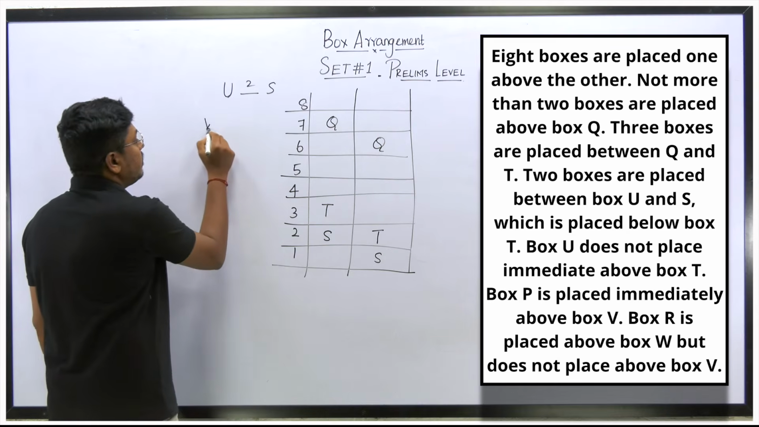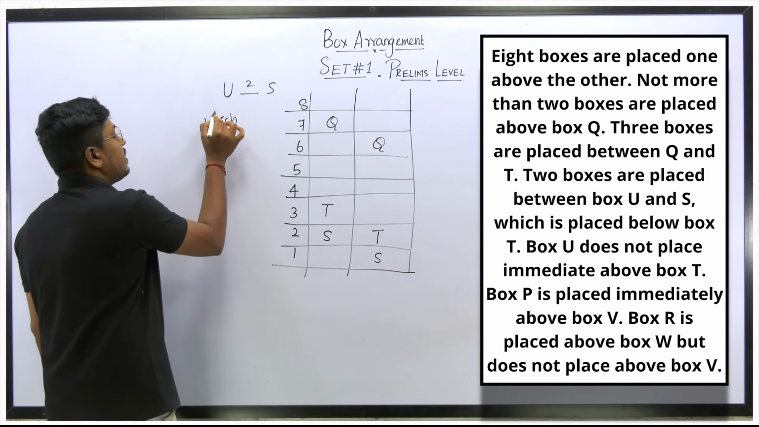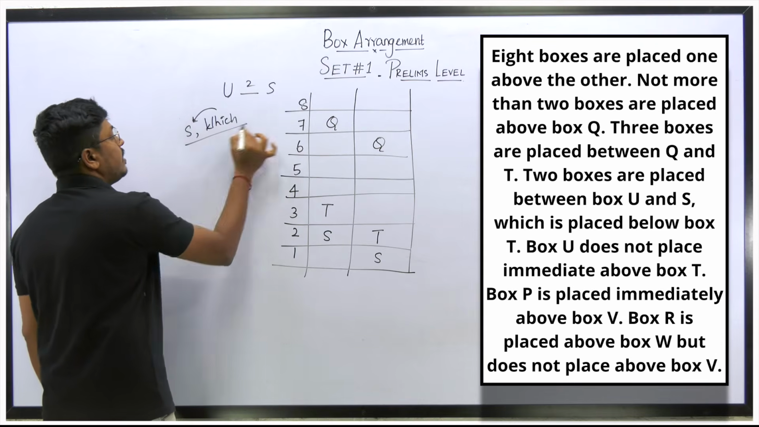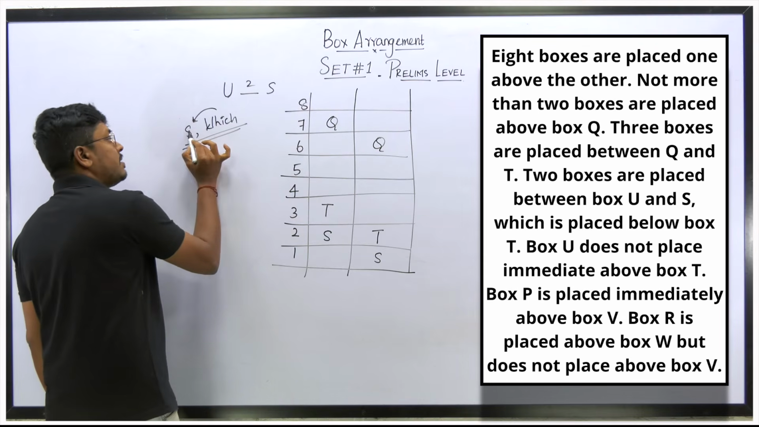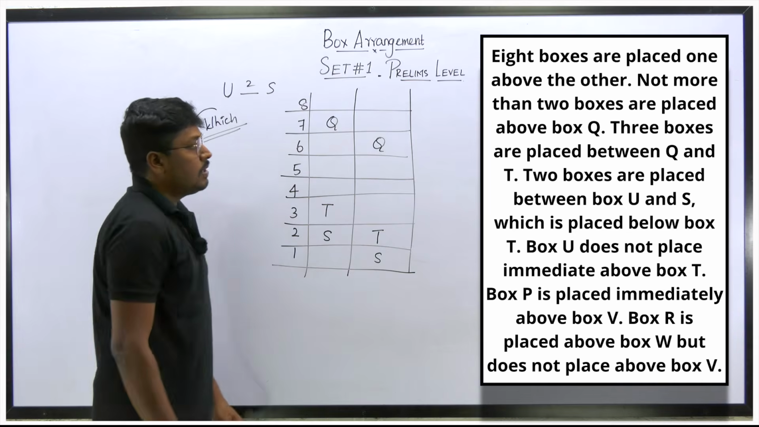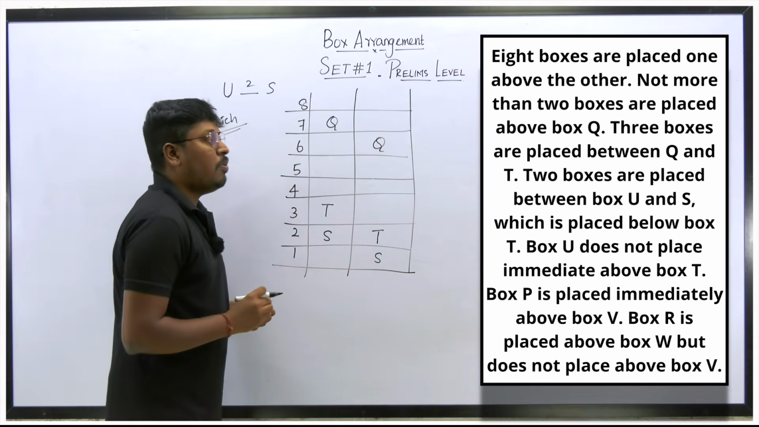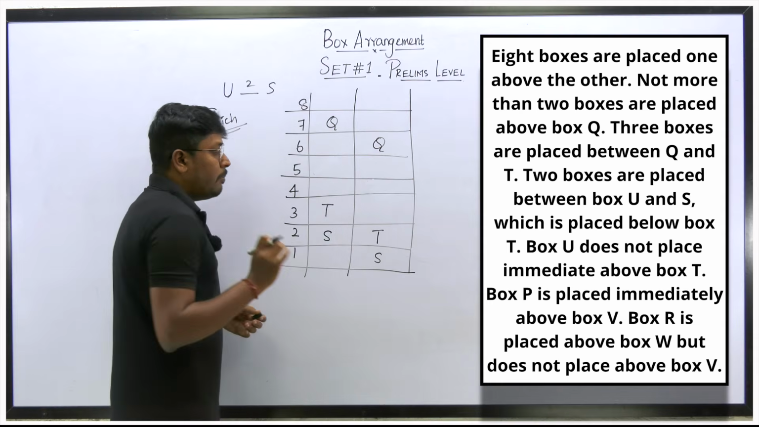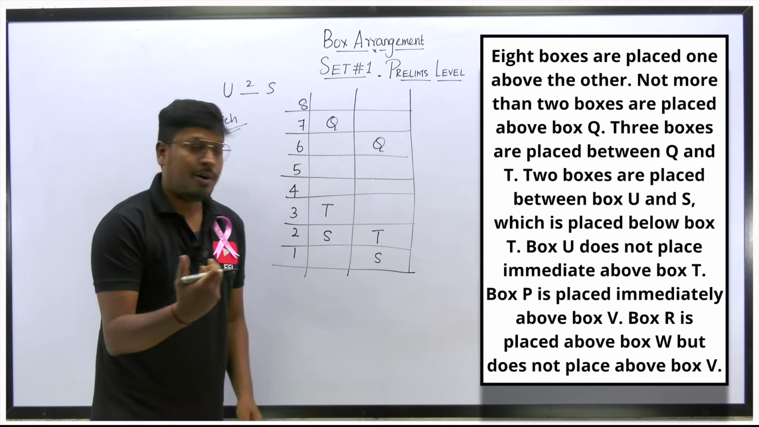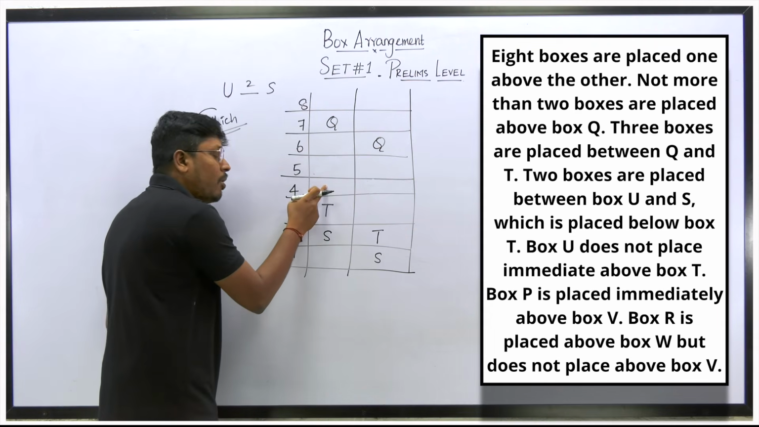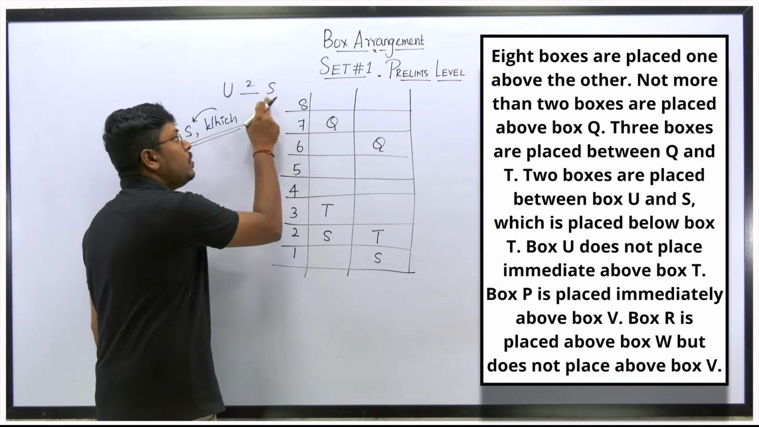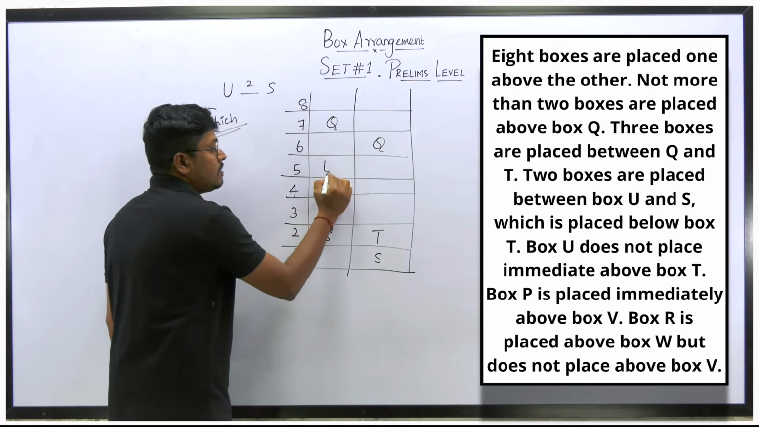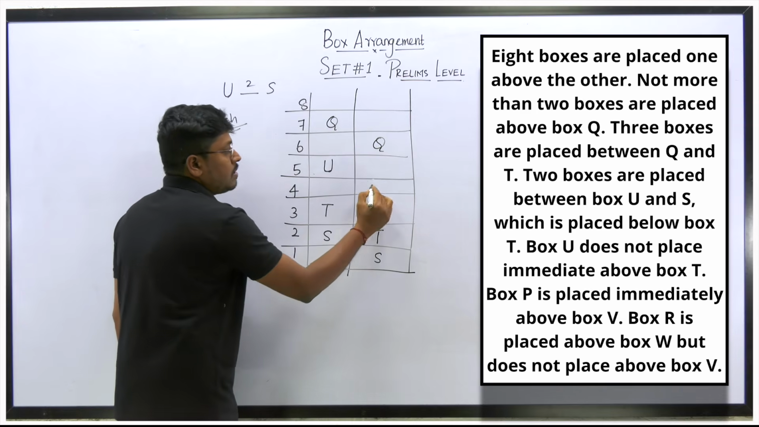Remember that this word is important: which. So which represents the previous word. Here it is the box S, comma, so you have to remember that which represents the box S. Next point, box U is not placed immediately above box T. If it is not immediately above box T, and we already know that between U and S there is a gap of 2, and we already placed S here, so 1 and 2, this will be U. Similarly 1 and 2, so this will be U.